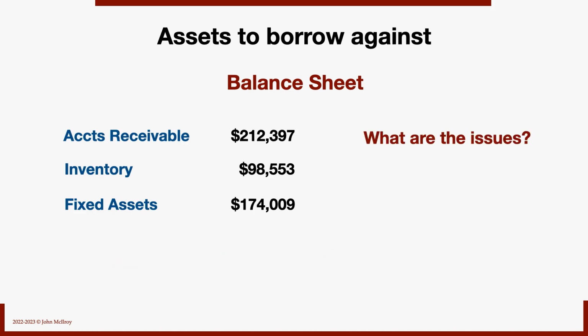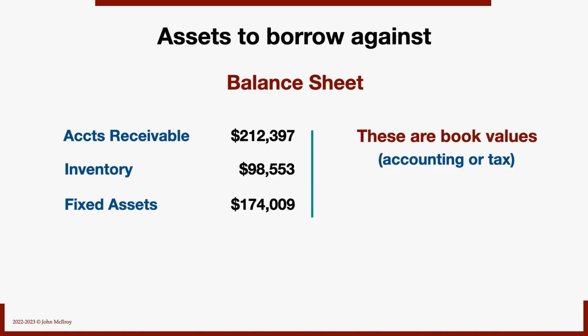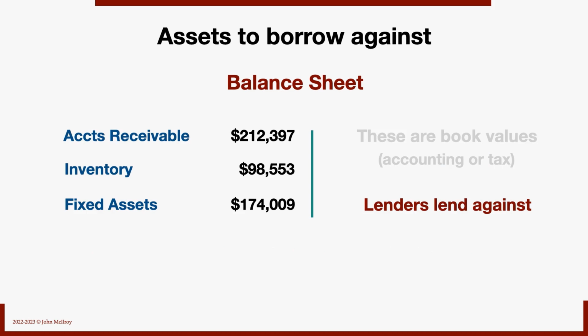So what are the issues? Well, issue number one, these are book values. It's either an accounting book value or a tax book value. And of course, lenders don't lend against book value. They lend against the fair market value of the assets.